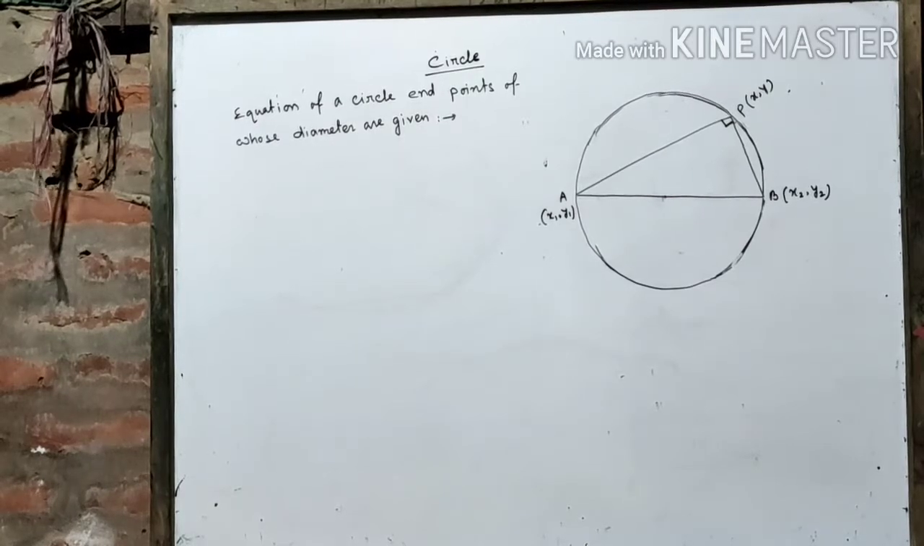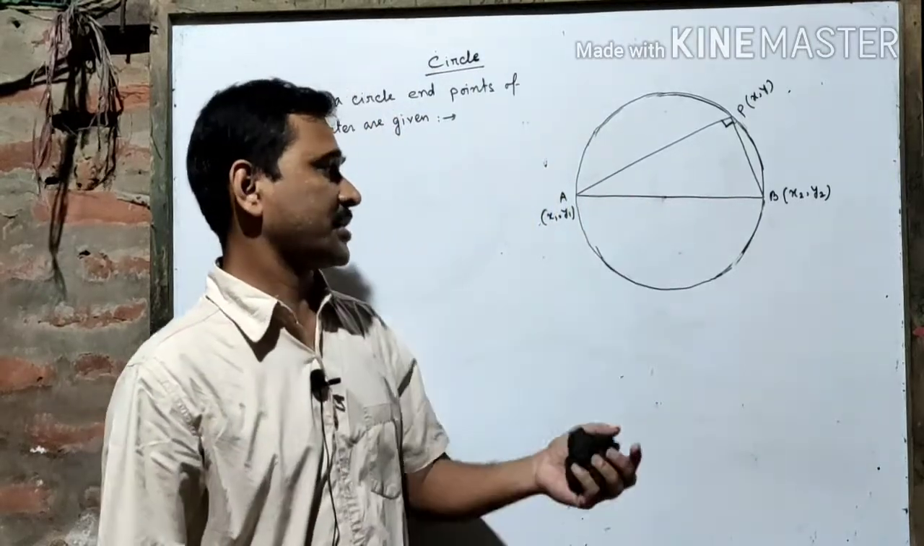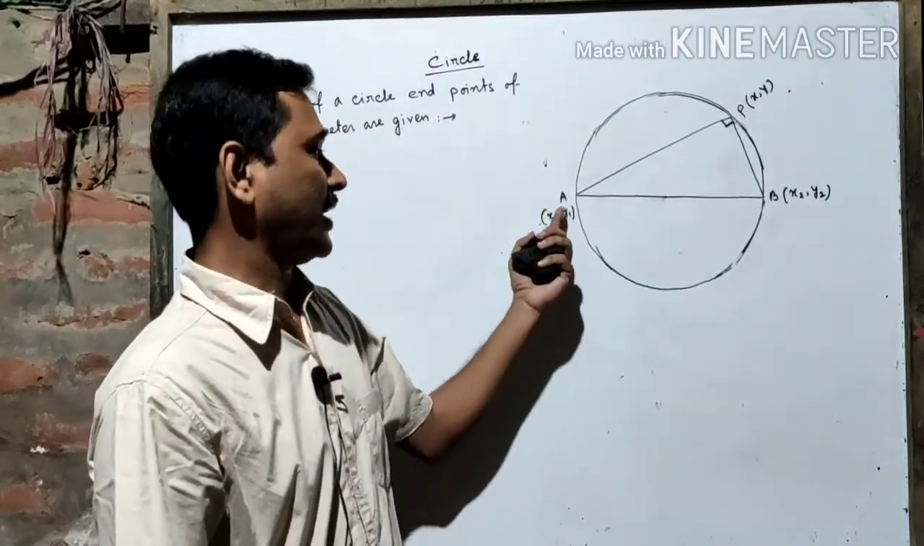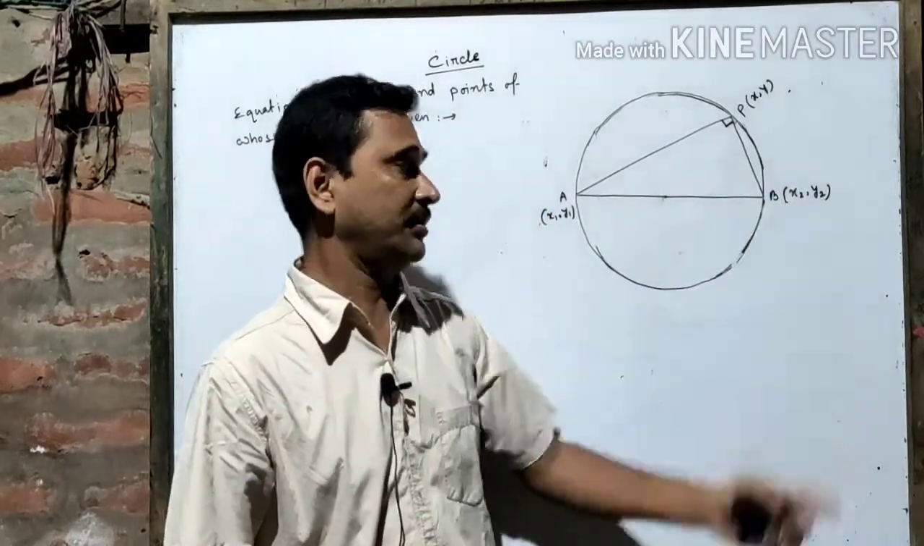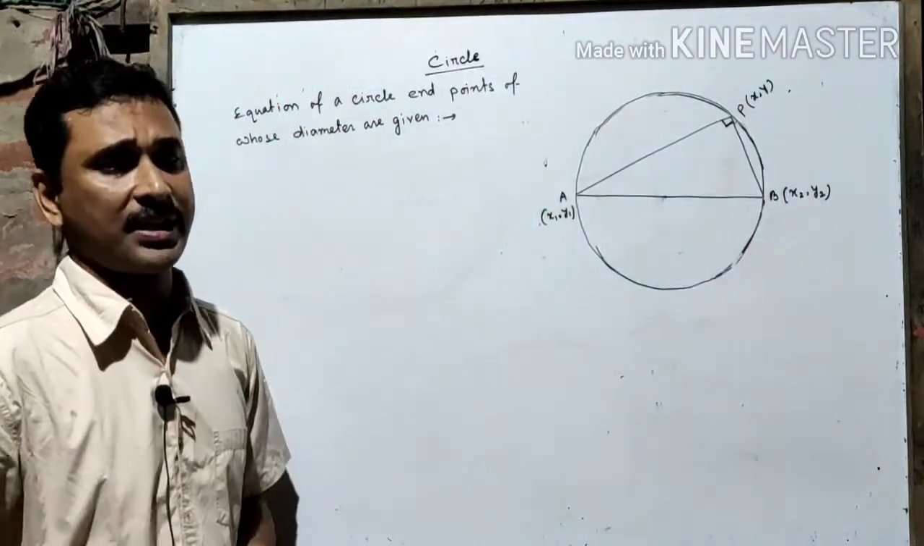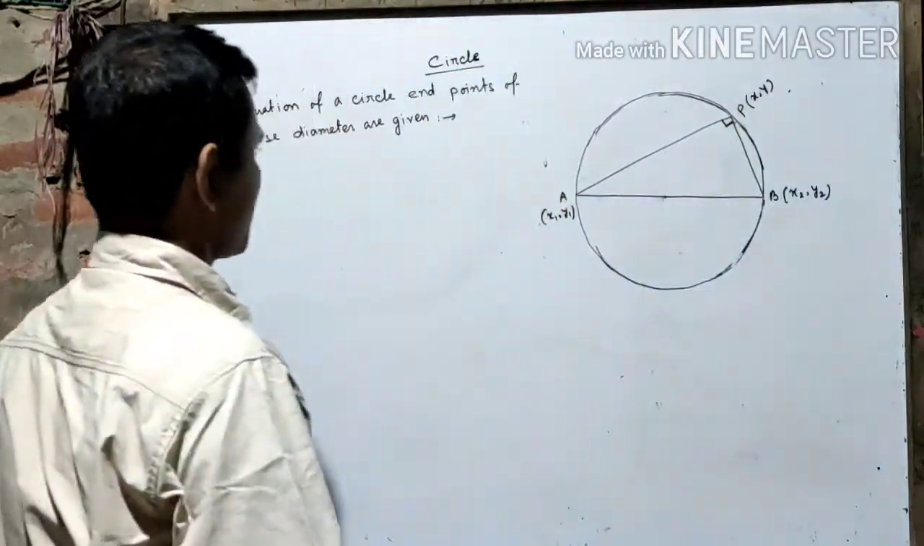Next, we'll find the equation of a circle, the endpoints of whose diameter are given. That is, we are to find the equation of a circle in terms of the endpoints of its diameter. Suppose we are given a circle, the endpoints of whose diameter are A(x1, y1) and B(x2, y2). That means AB is the diameter of the circle. To find the equation, we always take an arbitrary point or moving point on the circle. Let P(x, y) be any point on the circle.